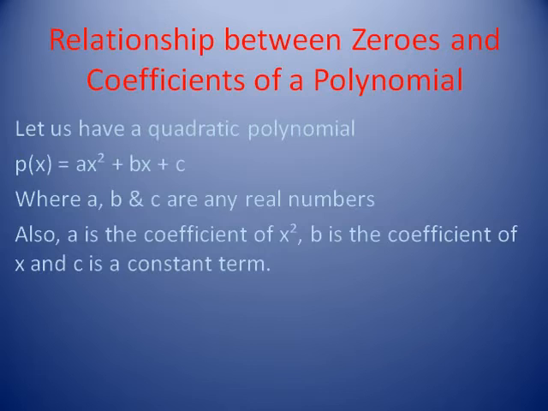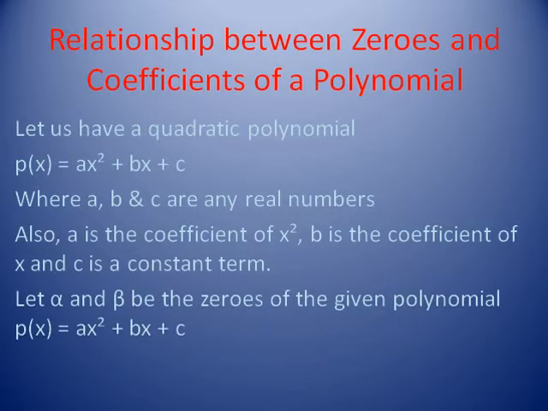Now, if we see the quadratic polynomial ax square plus bx plus c, a is the coefficient of x square, b is the coefficient of x, and c is a constant term. And let alpha and beta be the zeros of the given polynomial p(x) equals ax square plus bx plus c.